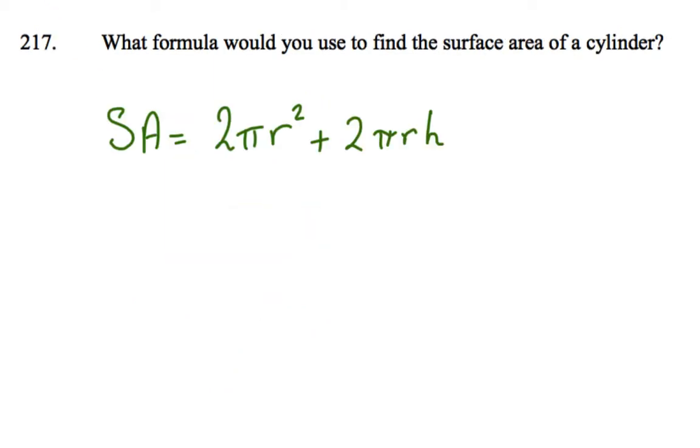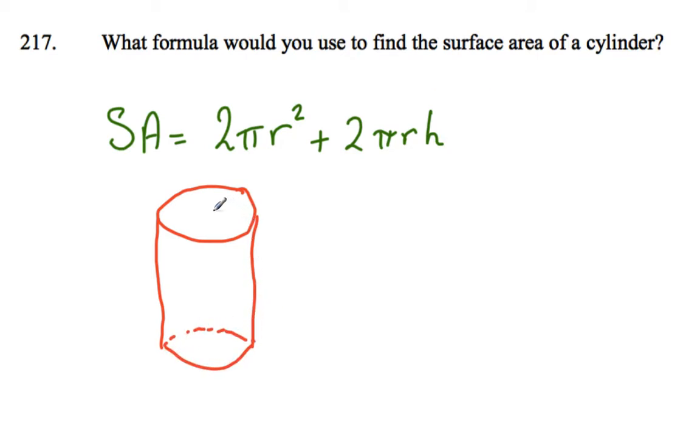Surface area of a cylinder, we've got 2 pi r squared and 2 pi r h. Now you might remember from your studies here that a cylinder is made up of, if you're talking about the surface of the cylinder, 2 circles. So that's where the 2 lots of the pi r squared came from.